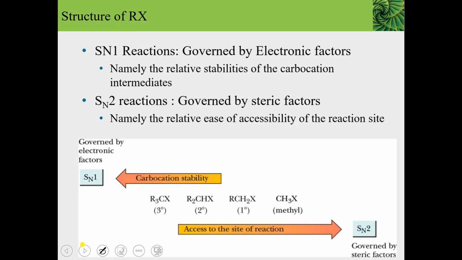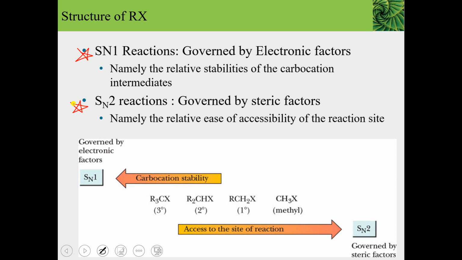Now, SN1 reactions, these are two things you really need to understand. SN1 reactions are driven by electronic factors, and what that means is how stable the carbocation intermediate is. If it's a very stable carbocation intermediate, it's going to go pretty smoothly. SN2 reactions are driven by steric factors. So how easily is the electrophile accessible by the nucleophile? For that, we're looking at size and what that electrophile is attached to.